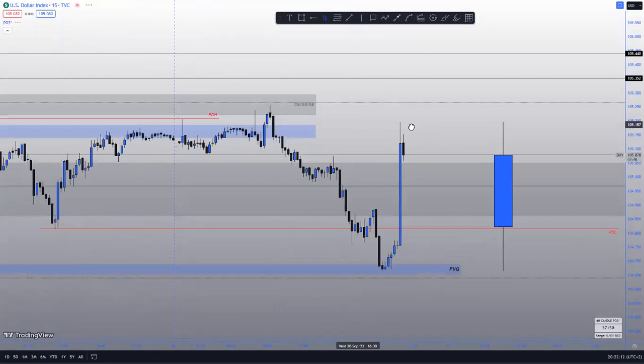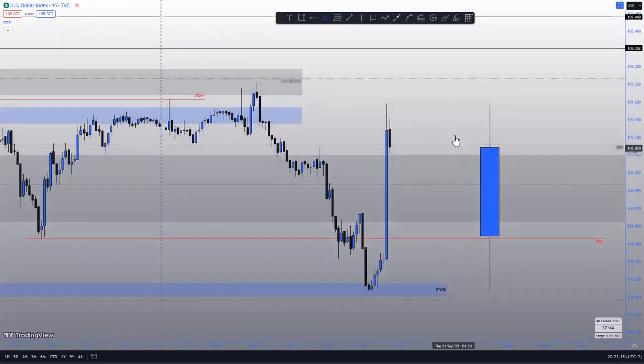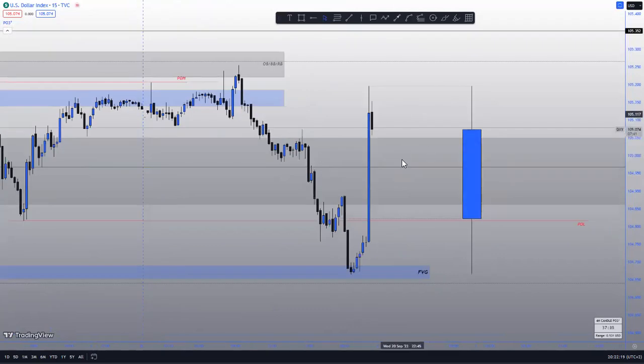And on the 15 minutes, I don't know which key level is suitable, but price might just, within the next 15 minutes, I mean, if this one is gonna close like this, it's gonna form an FVG here. So we have multiple points of interest.